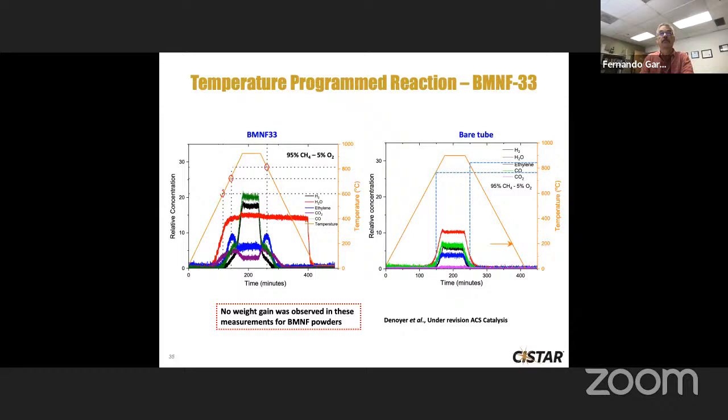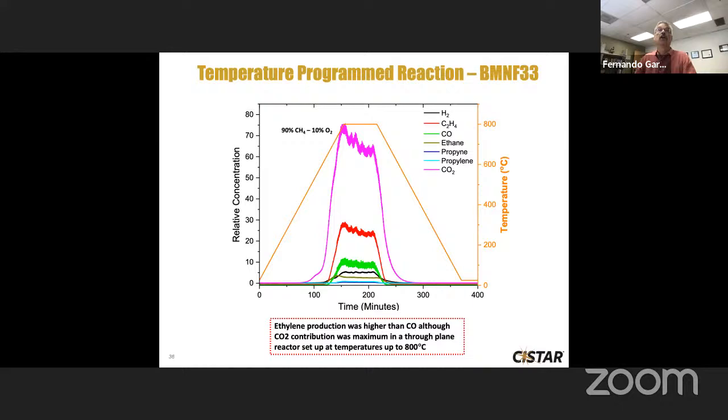If we go back to the BMNF materials, the magnesium niobium iron perovskites here, what we see from temperature programmed reaction studies is that we do see some ethylene production within a given temperature range. And this is not due to the bare tube. We looked at the system without the catalyst present. So the heterogeneous experiment showed some activity to this. We didn't see any weight change due to coking on these materials.